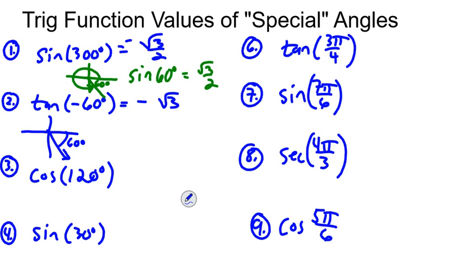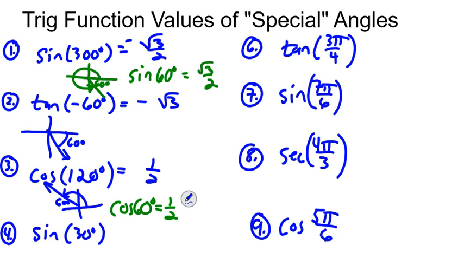Okay? Cosine 120, what is the reference angle? 60 degrees again. So 120 would be here. Means you're 60 degrees short of 180, right? Or 180 minus 120 gives you 60 degrees. So I want to look at the cosine of 60, which I know is a half, which makes the cosine of 120 also 1/2, but I have to make it negative because it's in quadrant 2. Cosine is negative there because x is negative there.